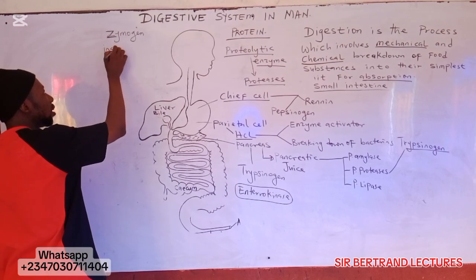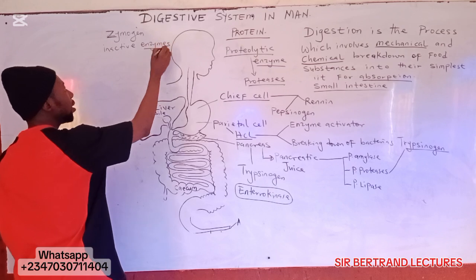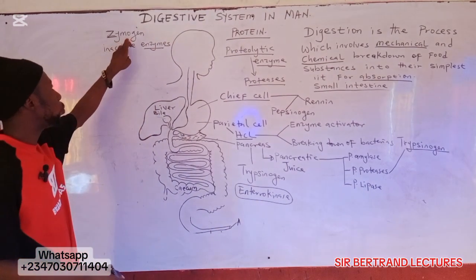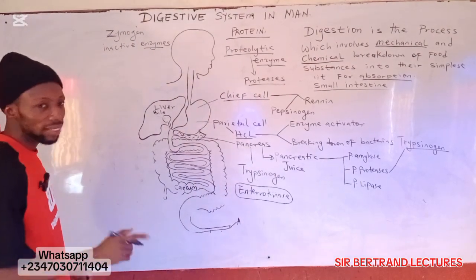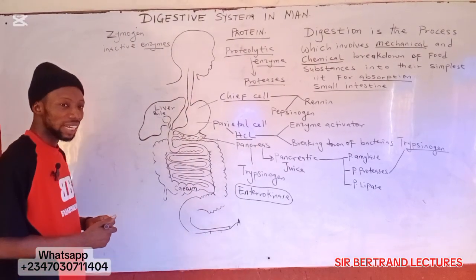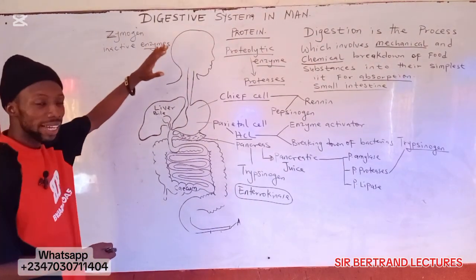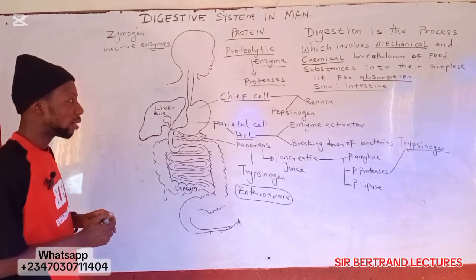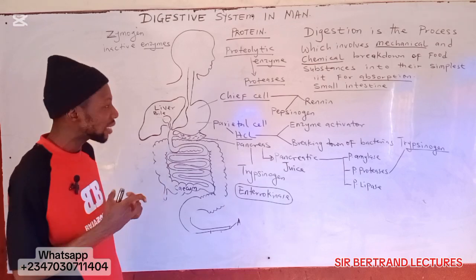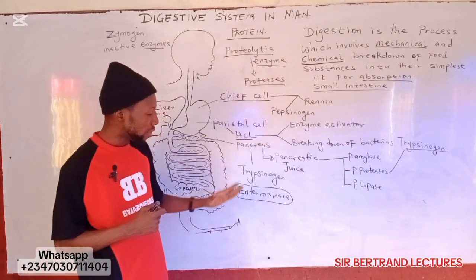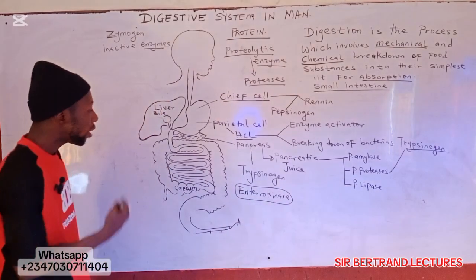Zymogens are inactive enzymes, and their names always end with the suffix ogen. Take note, glycogen is not an example of zymogens. Though it ends with ogen, glycogen is not a typical example. Examples of these zymogens, which I described on the whiteboard as inactive enzymes, are pepsinogen and trypsinogen. We also have another one produced in the small intestine.